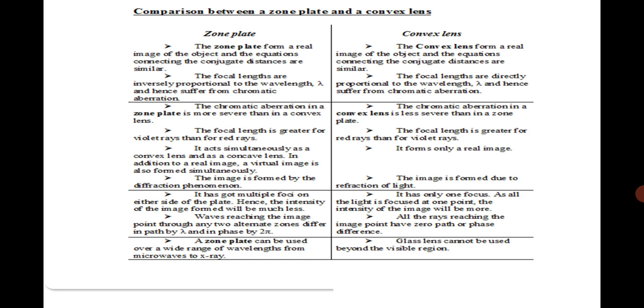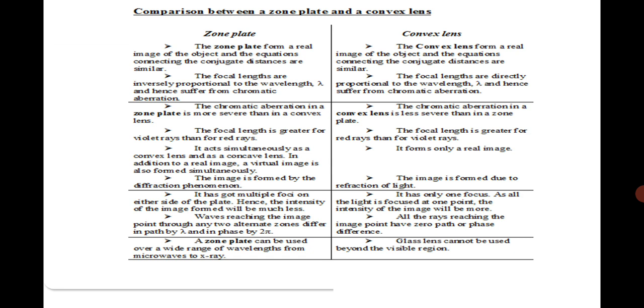Comparison between zone plate and a convex lens. First, we see the zone plate. Point 1: the zone plate forms a real image of the object and the equations connecting the conjugate distances are similar. Point 2: the focal lengths are inversely proportional to the wavelength lambda and hence it suffers from chromatic aberration. Point 3: the chromatic aberration in a zone plate is more severe than in a convex lens. Point 4: the focal length is greater for violet rays than for red rays.